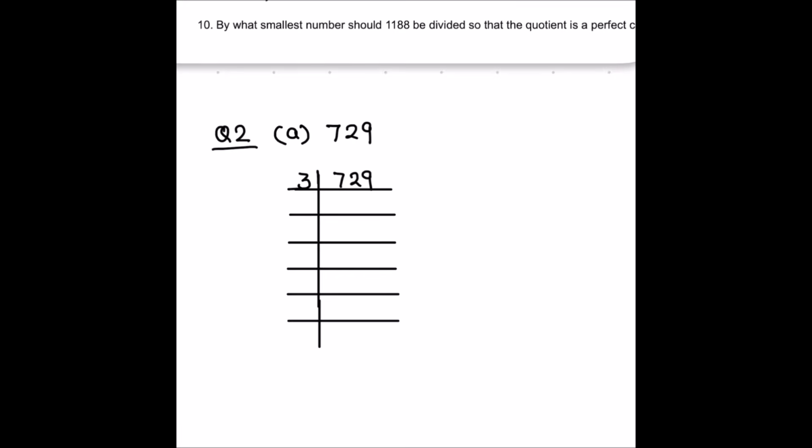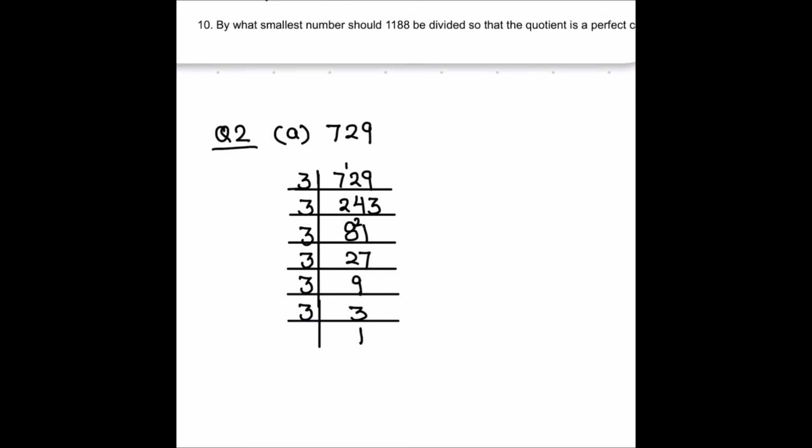So 3 times 2 is 6, 1 is remainder, this becomes 12, 3 times 4 is 12 and 3 times 3 is 9. Again we can divide it by 3, 3 times 8 is 24 and 3 times 1 is 3. Again we can divide by 3, 3 times 2 is 6, 2 is remainder, this becomes 21 and 3 times 7 is 21. 3 times 9 is 27, 3 times 3 is 9 and 3 times 1 is 3. So our number is fully divided.